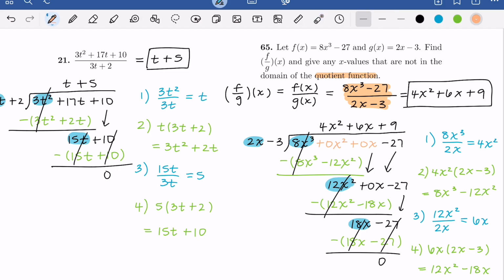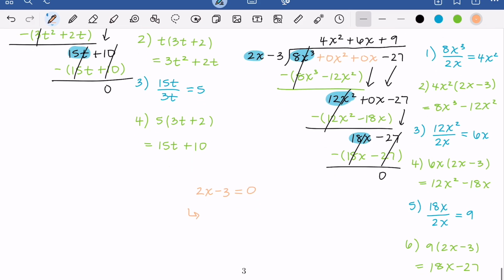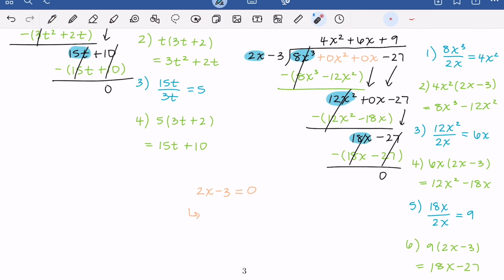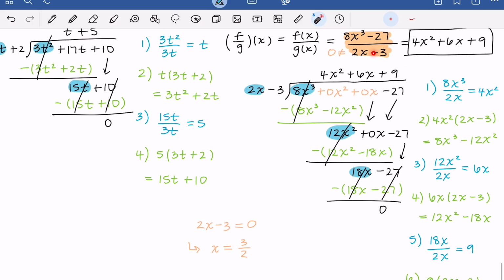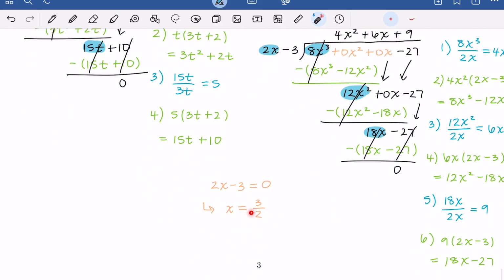So we know that our denominator cannot be equal to 0. That would make this undefined. So we need to find the values that will make it equal to 0. So 2x minus 3 is equal to 0. We're going to solve for x. We are going to add 3 to both sides of this equation and then divide by 2. So x is then going to be 3 over 2. So this value of x is the value that'll make this denominator equal to 0, this 2x minus 3 equal to 0. So that means we're going to exclude this x value from our domain.